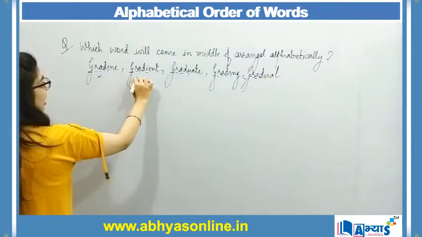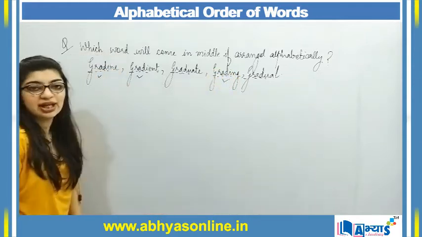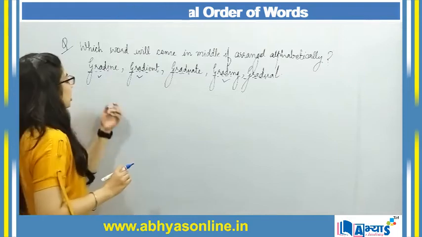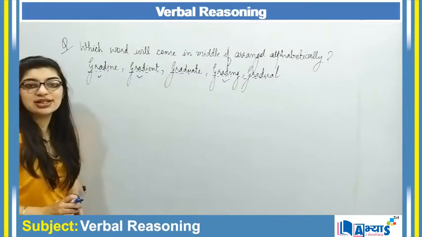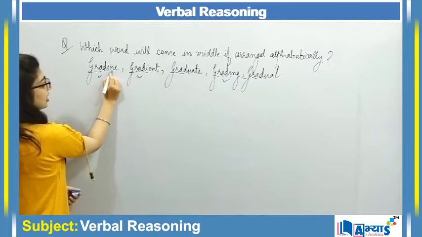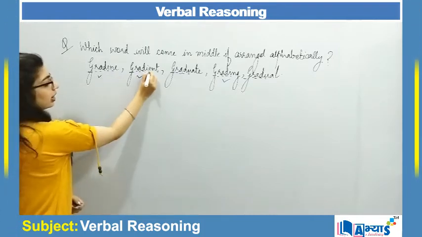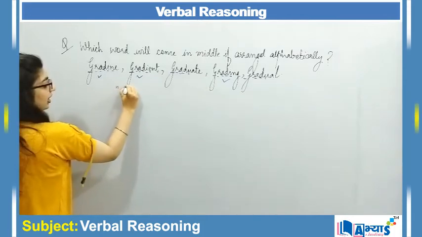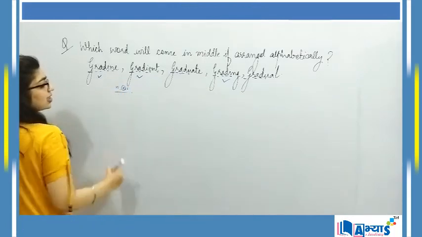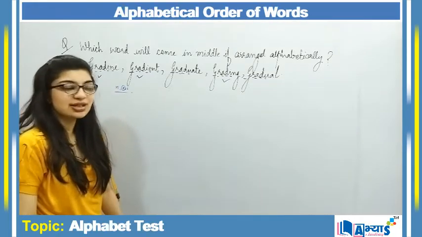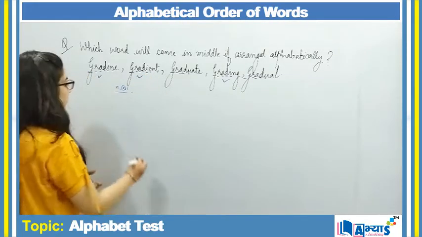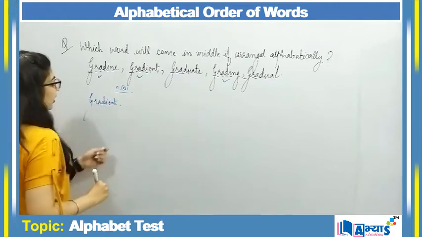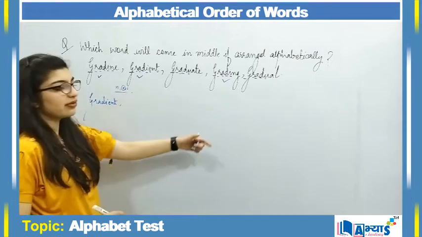So I will first take these 3 words, and then I have to consider which word has to follow which word. So now I have to consider the 6th letter. When I consider the 6th letter, I will see N over here, E over here, and I over here. Out of N, E and I will see that E is the smaller letter. Since E is a smaller letter, I will first write gradient. After writing gradient, I will see I is smaller, so I will write grading.